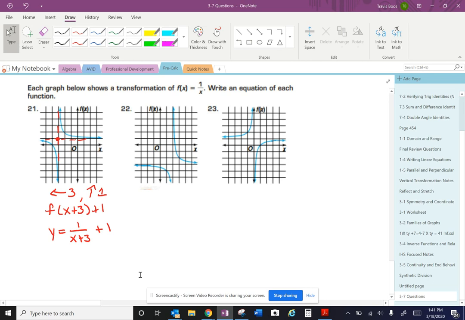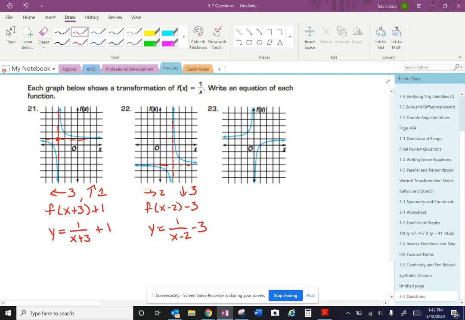This one, if I look at the asymptotes, they intersect where it's shifted over 2 units and down 1, 2, 3 units. So shifted right 2 and down 3. So this is like f of x minus 2, minus 3, which is going to give us the graph of y equals 1 over x minus 2, minus 3.